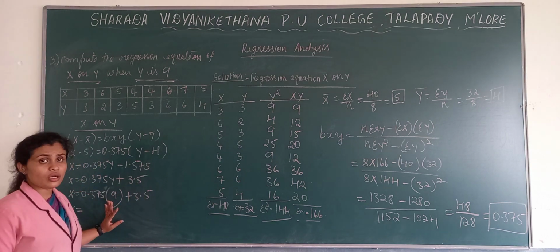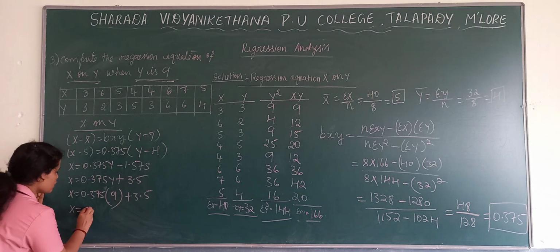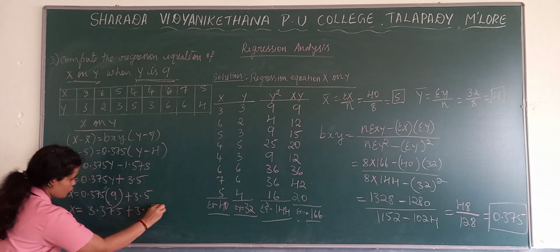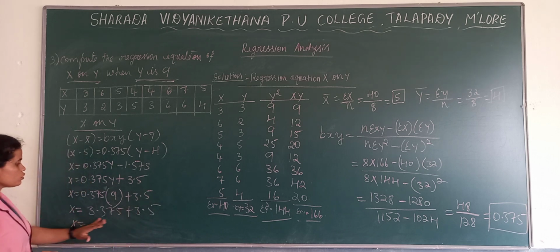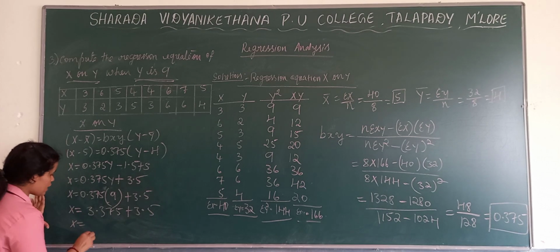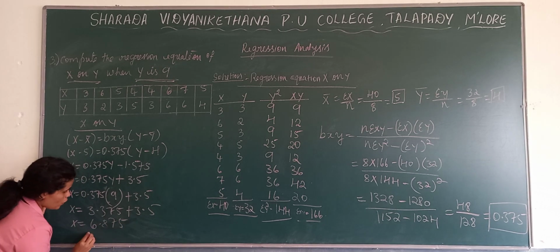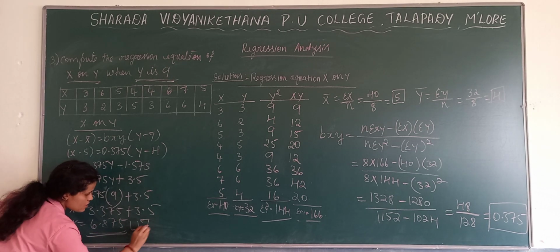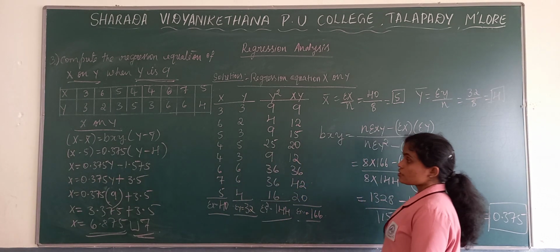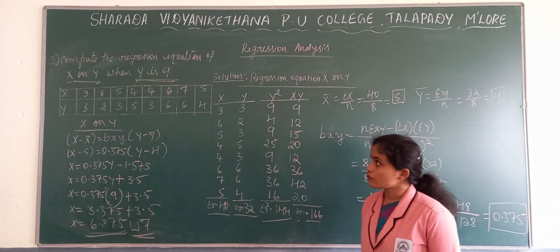Now here 0.375 into 9 we get 3.375 plus this 3.5. Now x is equal to 3.375 plus this 3.5, we get value as 6.875. So approximately we can make this as 7. So this is about this third problem where we need to obtain the one regression equation, that is x on y.